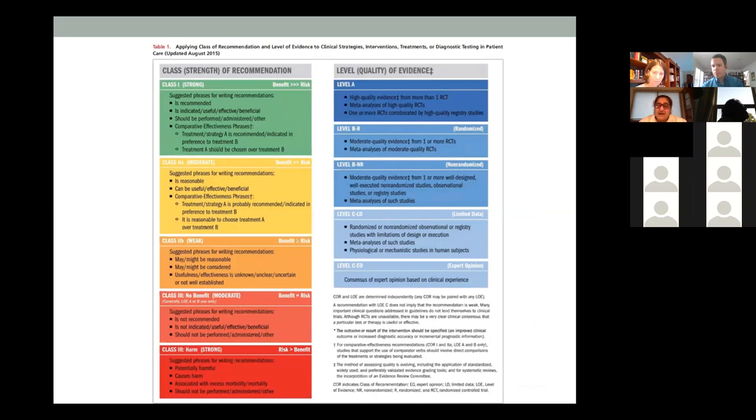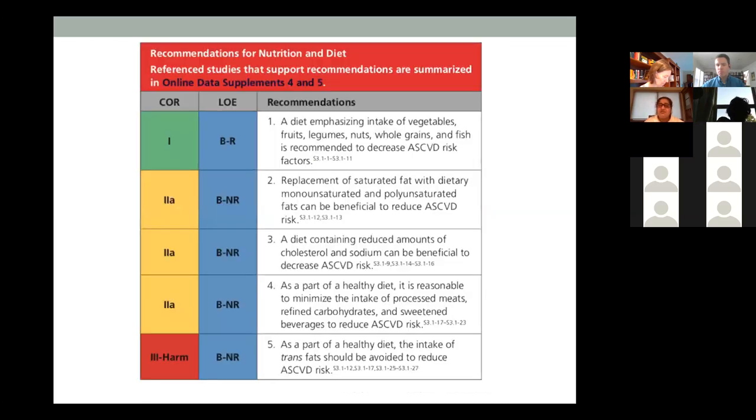I bring this up because when we have guidelines, I think it's important to have a sense for: are these guidelines based on just expert opinion, or is there really strong data to back it up? So as we go along in this talk, I am going to point out not just what the guidelines say, but the degree of data or evidence or strength of the data to support it. So coming to the dietary stuff.